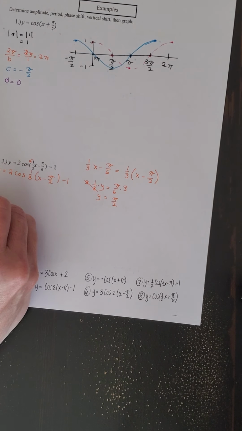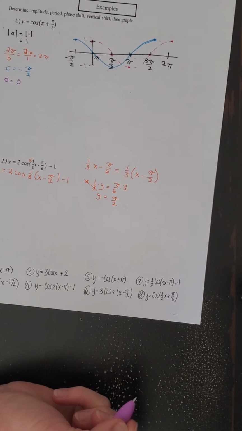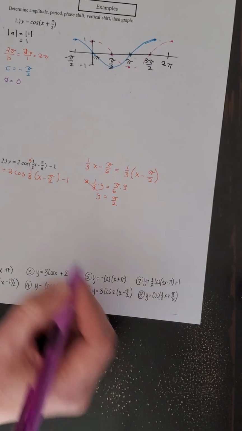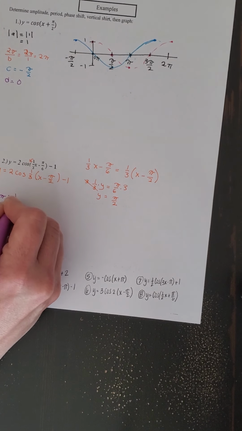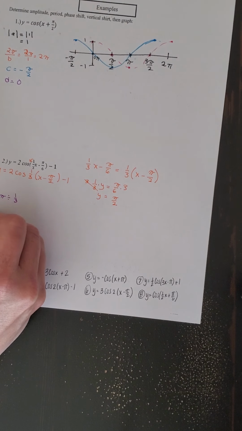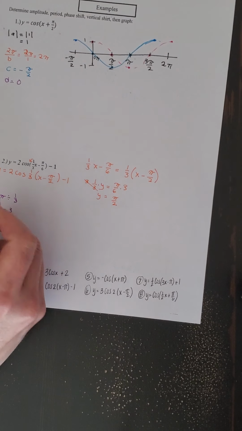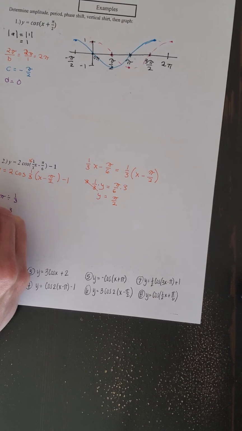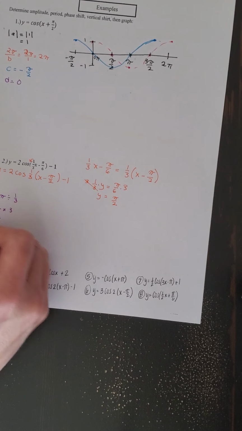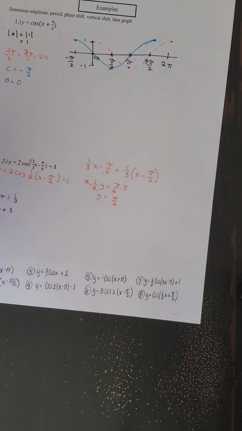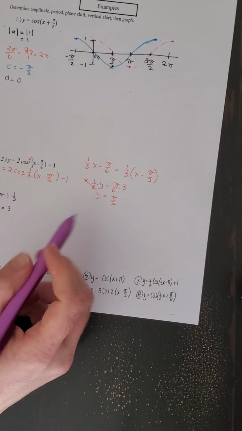The B value tells me my period. So this time it's 2 pi over 1/3. So 2 pi over 1/3 is the same as 2 pi divided by 1/3, or 2 pi times 3 over 1. Or you could just multiply the top and bottom by 3 right here, and you'll get 6 pi. So my period is now 6 pi, so it's elongated that cycle. It'll take a whole 6 pi to complete one cycle.